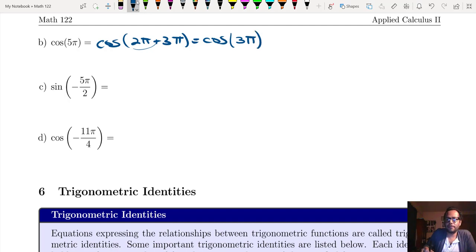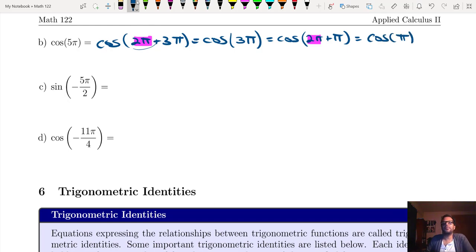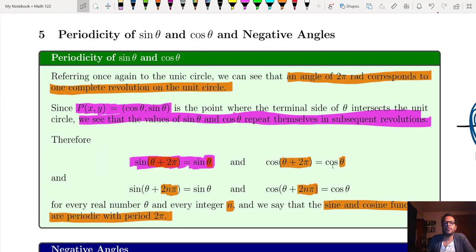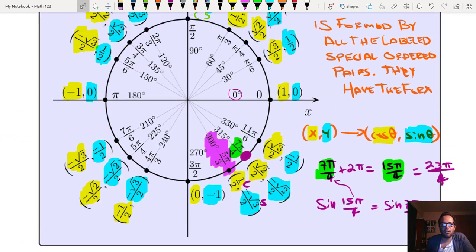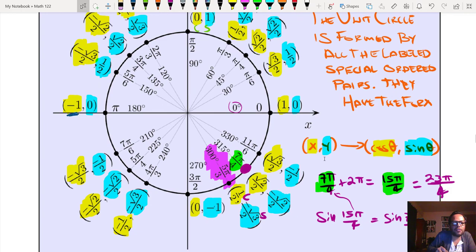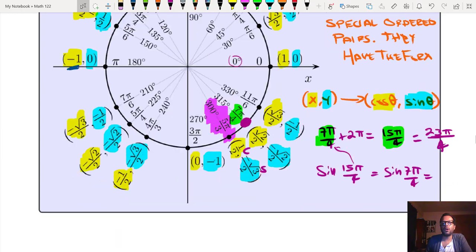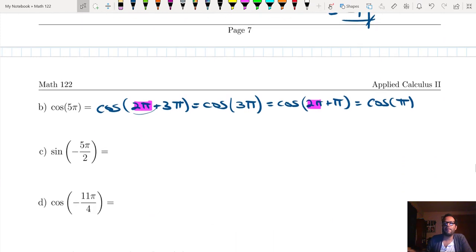And likewise, cosine of 3 pi is the same as cosine of 2 pi plus pi, right? Because of this 2 pi again, this is cosine of pi. Let me go up to the unit circle. The unit circle tells us that cosine of pi, cosine being the x-coordinate, is negative 1.